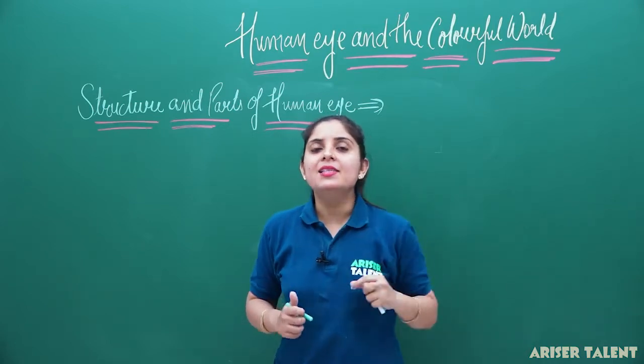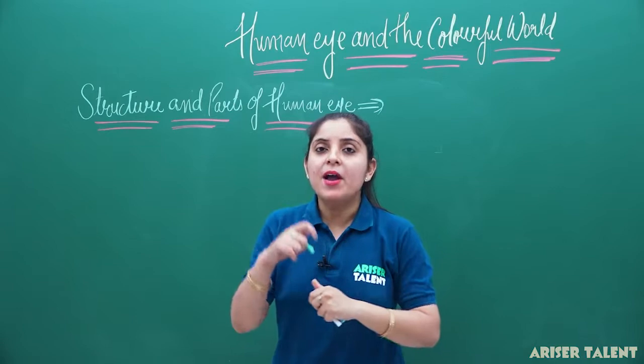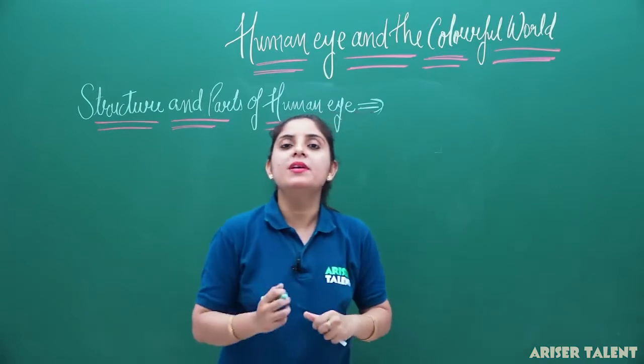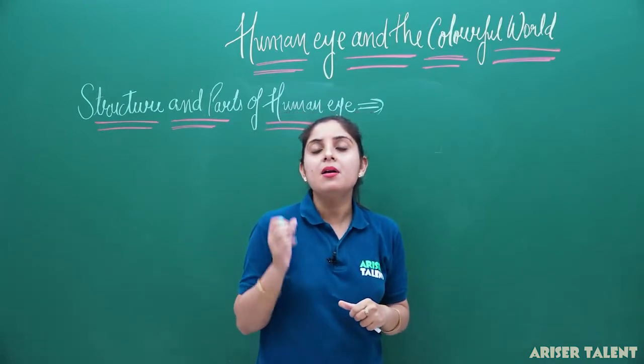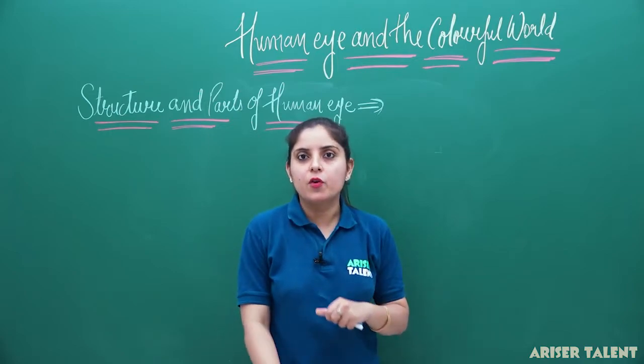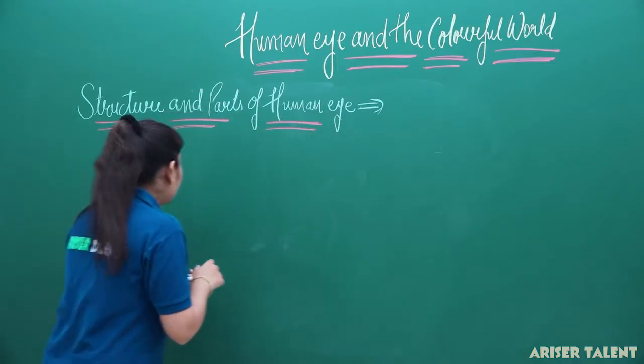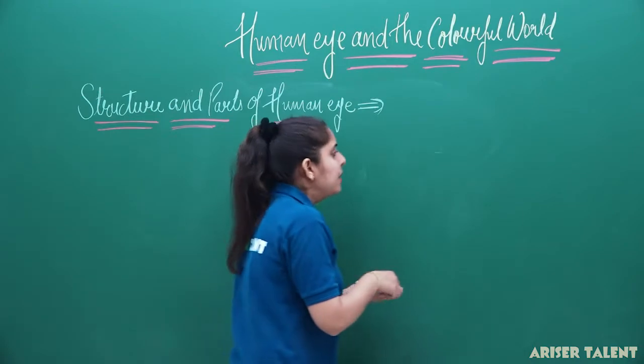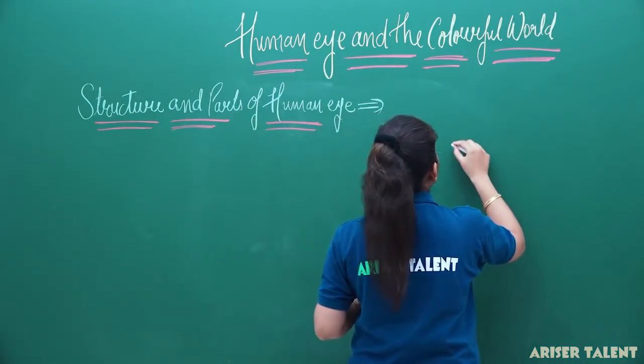So, our eye has a convex lens. Why do we have a convex lens? Because a convex lens has the capability to form a real and inverted image of an object. So, starting with this sense organ, let's first see the structure of the human eye.